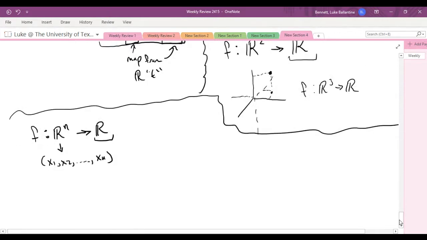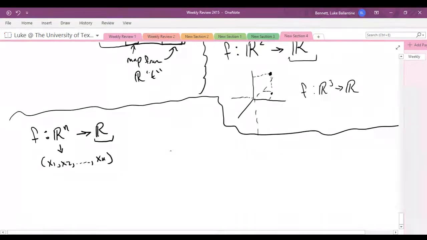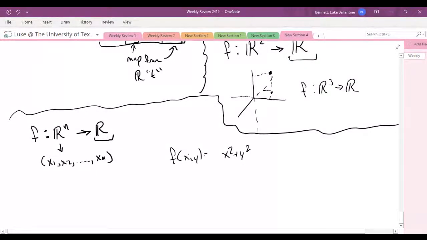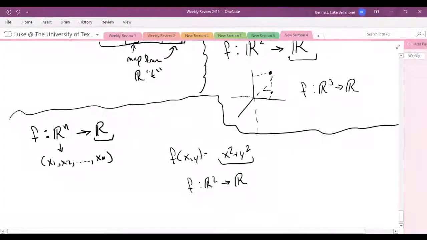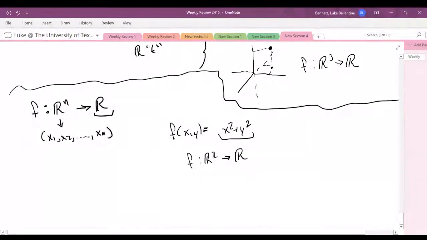Okay. Quadric surfaces, perfect prime example of a function of multiple variables. Right, if we have the paraboloid f of xy equals x squared plus y squared, well, this is f maps R2 to R. We get a scalar output with 2 real inputs. So it's a function of multiple variables.